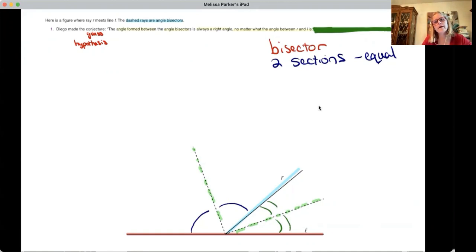As well, now what the question is, the conjecture is that the angle formed by the bisectors, so you would have to find your bisectors, which we have located with the dotted lines in green, is 90 degrees. Okay, this is his guess, that this angle is always going to be a 90-degree angle.